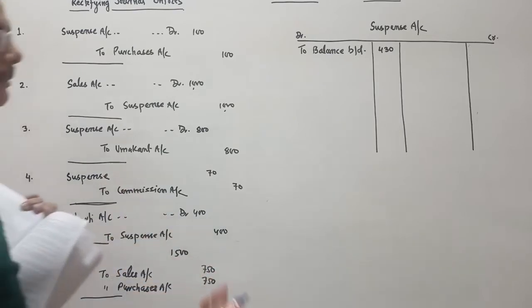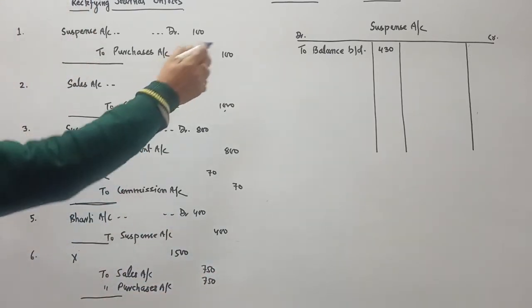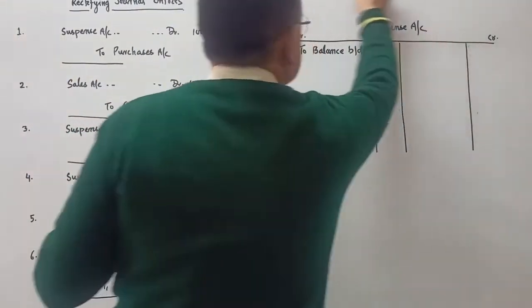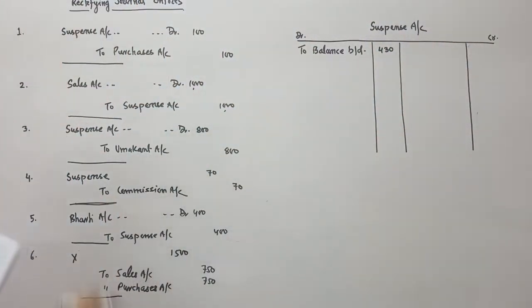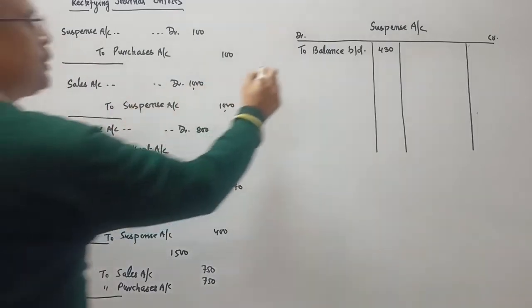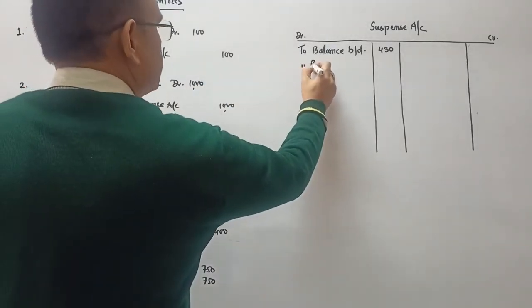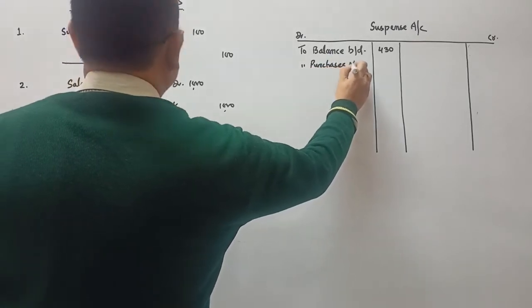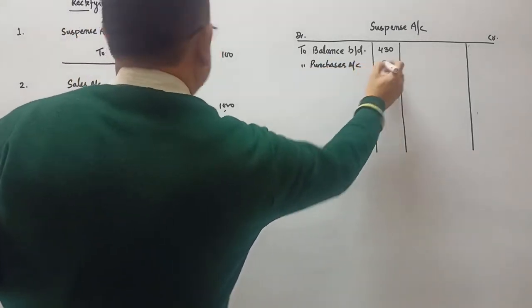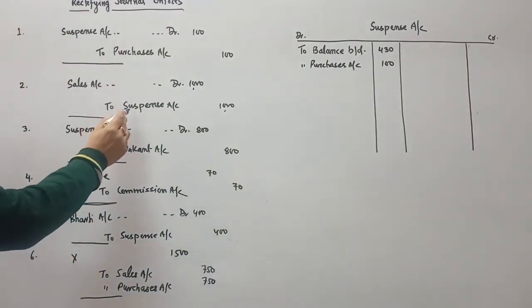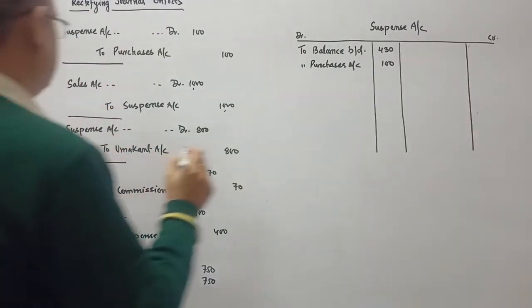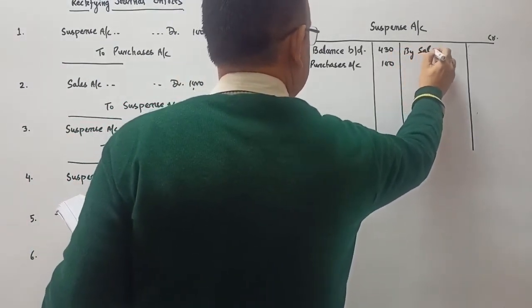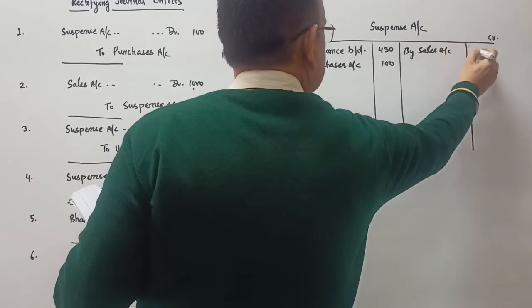with the double amount. Now we'll do the posting in the suspense account. So here the suspense is debit, so we'll do the posting in the debit side to purchase account. To purchase account 100. Now suspense is credit in the second entry, so we will do the posting in the credit side by sales account 1000.